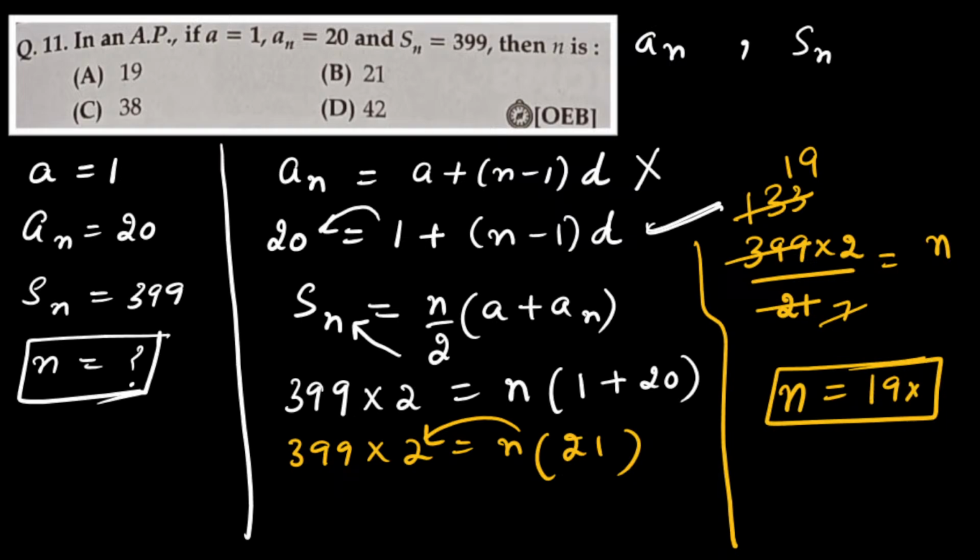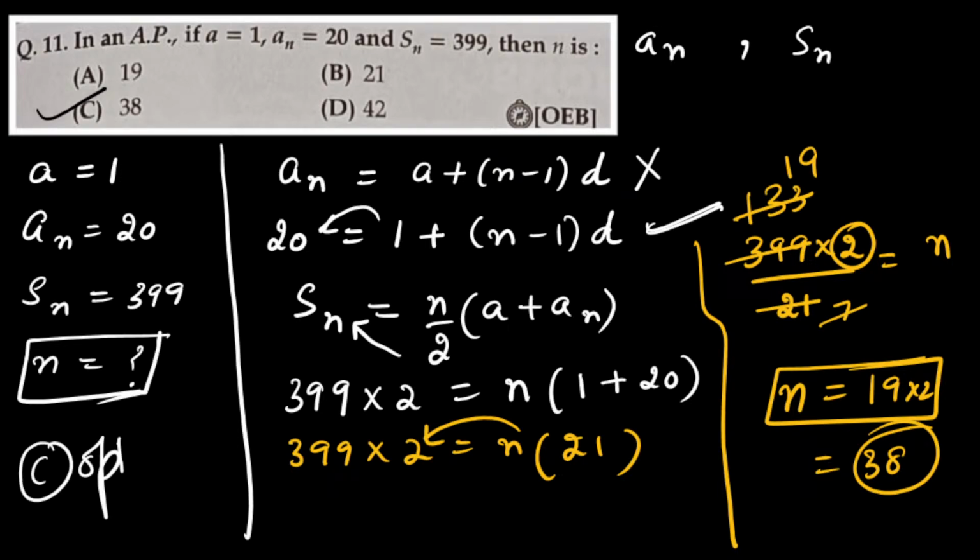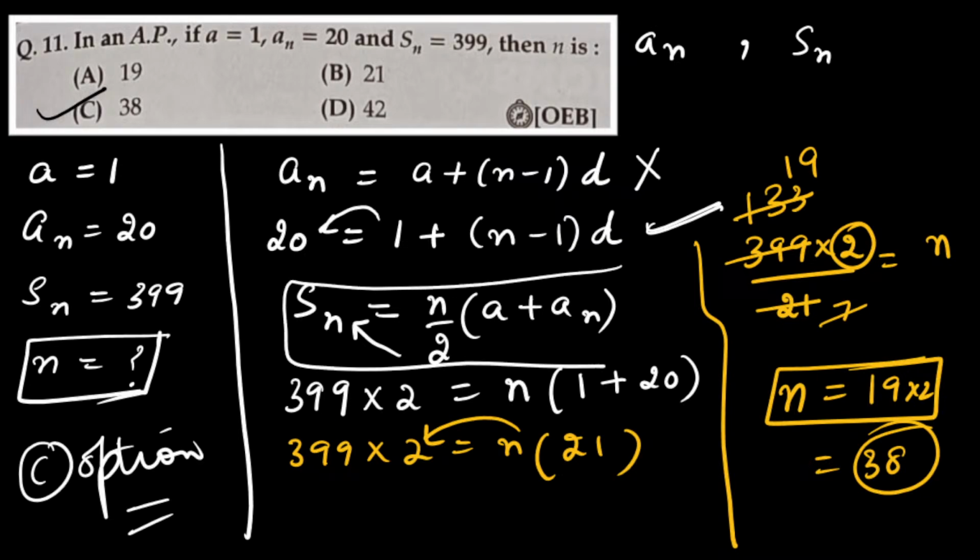Okay, 19 into 2 also we have to do. I forgot, this 2 is also there. So 19 into 2 is 38. So C option is the correct answer. Whenever an is given to us and we have to find Sn, you always use this formula.